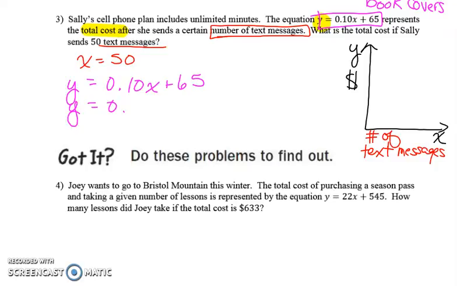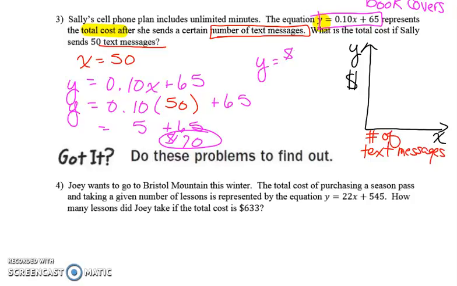So Y equals 0.10 times, I'm putting that 50 in right there, plus 65. Well, hopefully you don't need a calculator for this. Hopefully you know that 50 times 0.1 is the same as 5, plus 65. So how much is the total cost if Sally sends 50 text messages? You're right, $70. Beautiful job. So we're going to say Y equals $70. I thought you were talking to me.